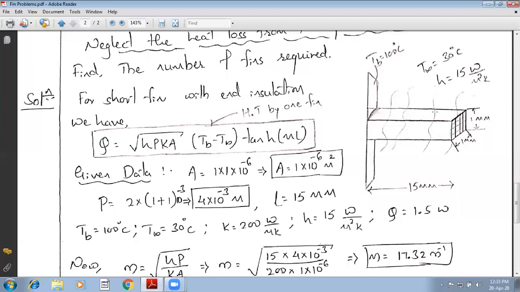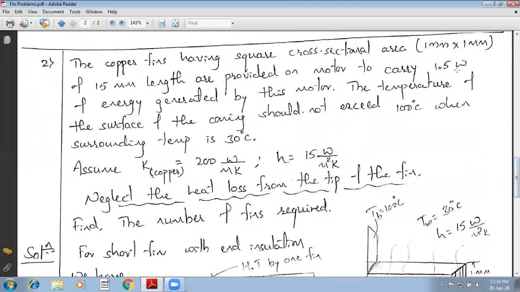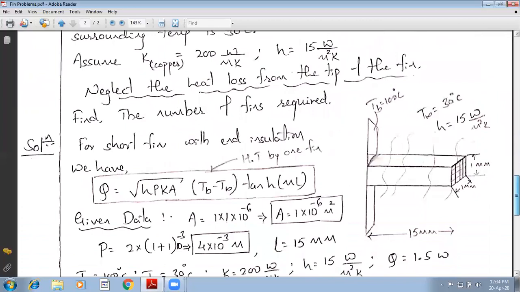Now first we will calculate heat transfer by one fin. Then we will divide the total amount of heat to be transferred by the heat transfer by one fin. How much is the total amount of heat to be transferred? 1.5 watts. If we divide 1.5 watts by heat transfer by one fin, we will be having the number of fins we need to mount on the casing.